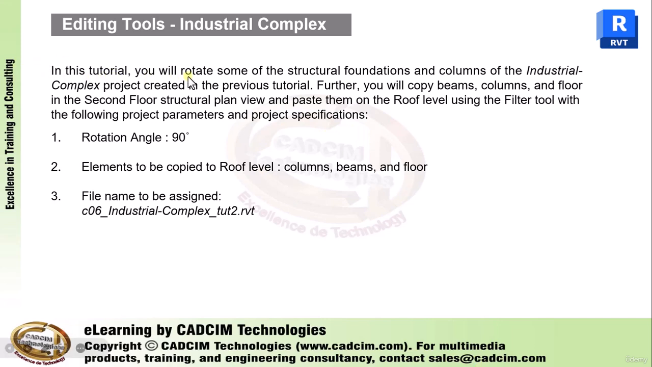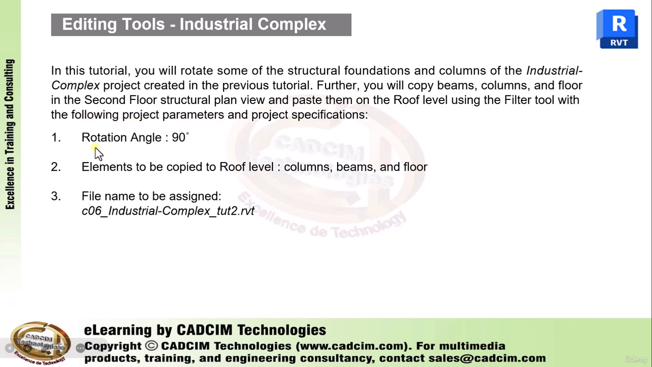In this tutorial, you will rotate some of the structural foundations and columns of the industrial complex project created in the previous tutorial. Further, you will copy beams, columns and floor in the second floor structural plan view and paste them on the roof level using the filter tool with the following project parameters and project specifications.